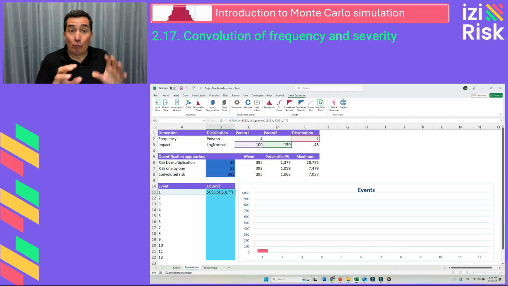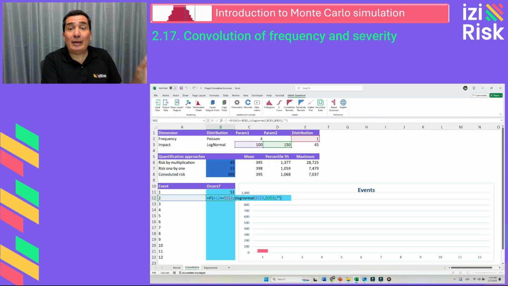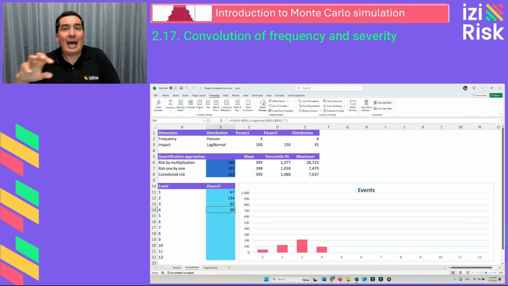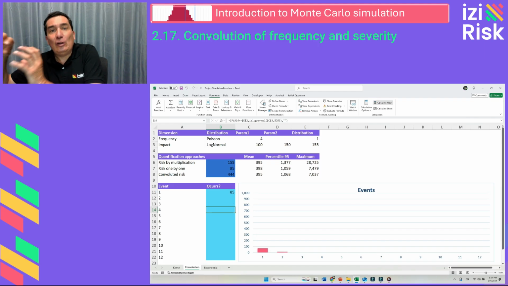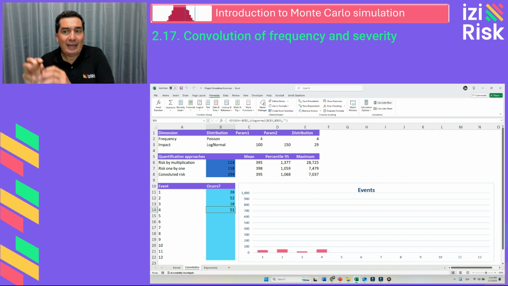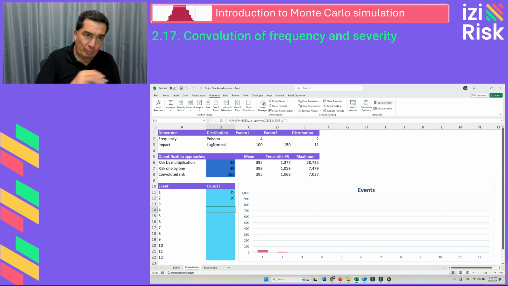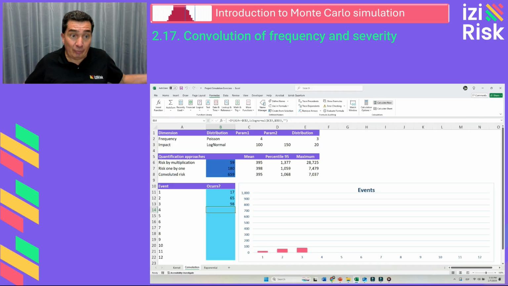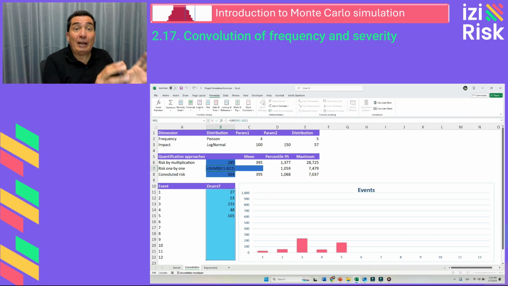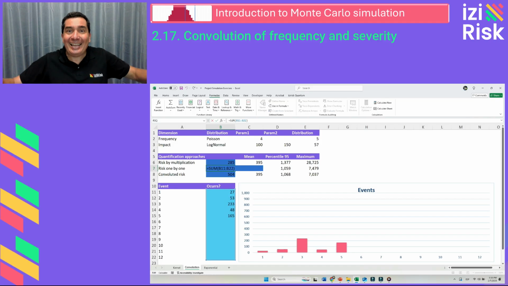For this approach, we use the Poisson distribution to generate the number of events, the frequency, and for each generated event, we independently assign a monetary impact using the log-normal distribution. For example, if 8 events are generated, each will have a different random impact according to the log-normal distribution. If no event occurs, the impact is 0. Afterwards, all the generated impacts are summed for each iteration. This approach accurately captures variability in the tails.